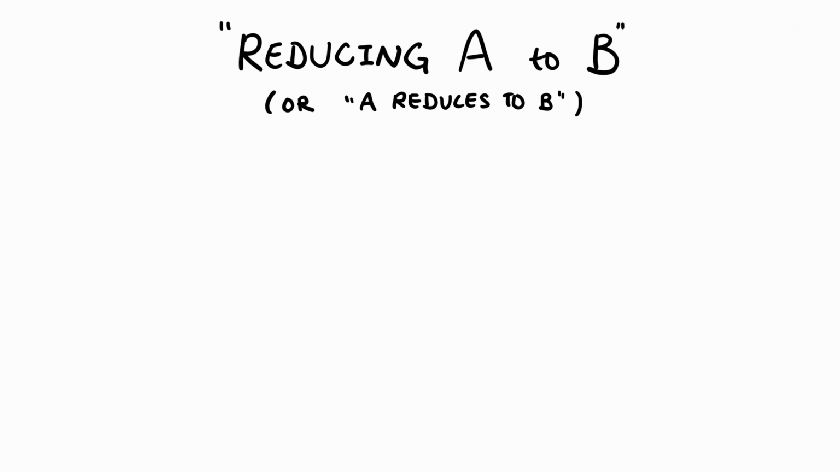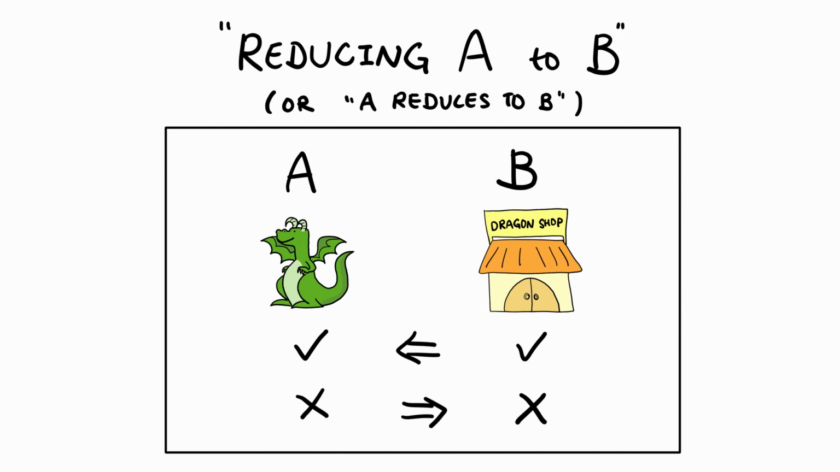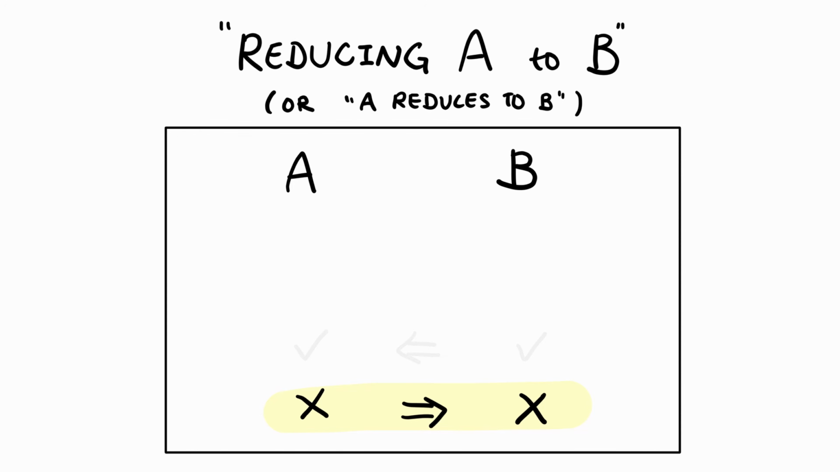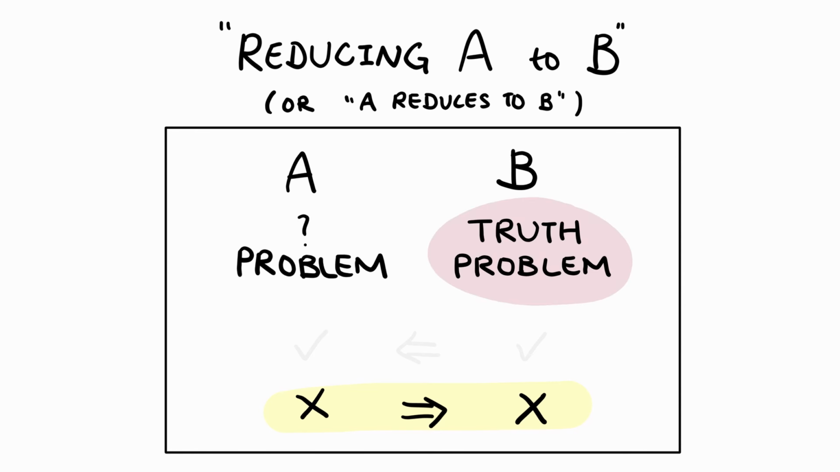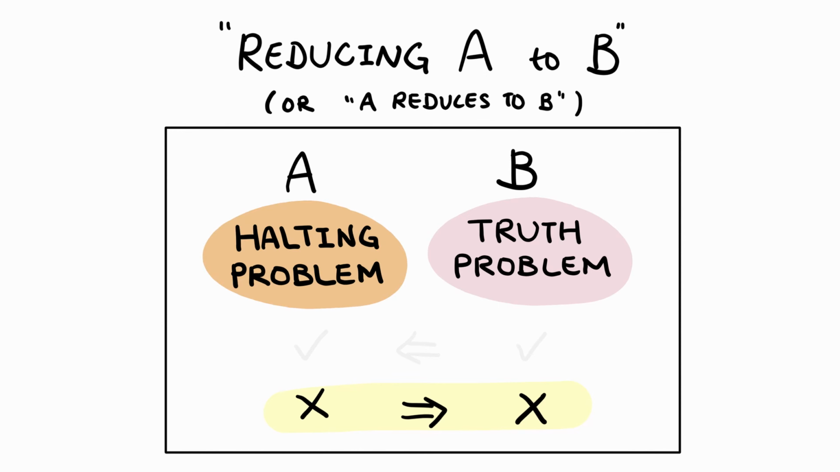Now remember how we mentioned that if we can reduce problem A to B, and by knowing A is undecidable, then we show that B is undecidable? Well, since we want to show that the truth problem is undecidable, we'll have the truth problem be B, and put some other problem that we know is undecidable to be A. In another video, we saw that the halting problem was undecidable. So let's have the halting problem be A, and like the dragon and the dragon shop, showing that problem A reduces to problem B will mean that by solving B, we will solve A.